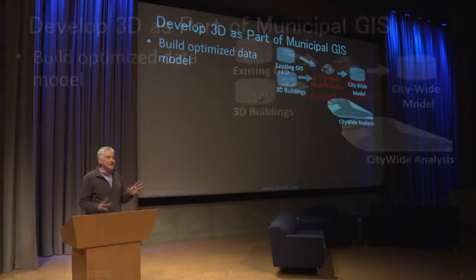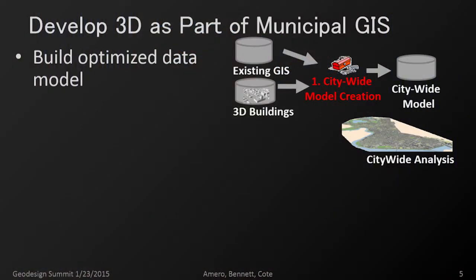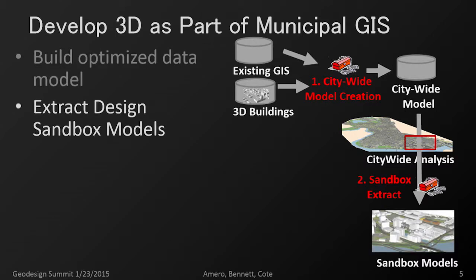So we've started by taking the existing 2D data about the city and integrating it with a new source of 3D models, which I'll show you in a minute. That creates a citywide model that can be used for citywide analyses. But to exchange information with the design community, we are able to clip out what we call sandbox models so that designers can work in the context of the place as it is, but also have a view of the place as it will be once the projects that have been approved are built. So a common operating picture of the future condition.